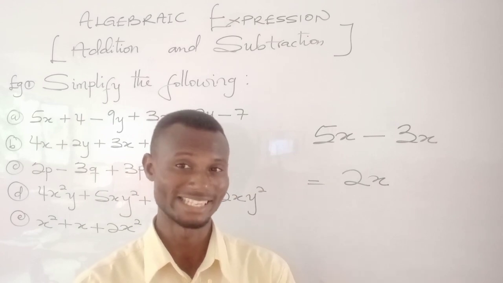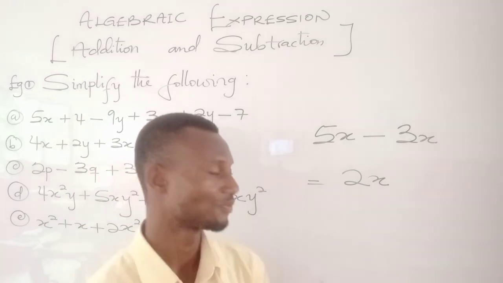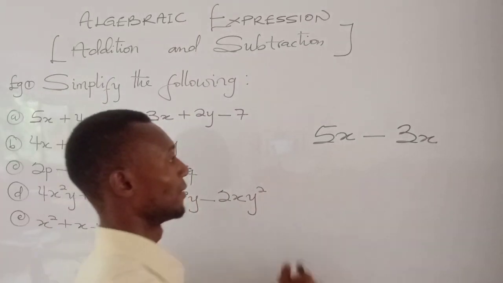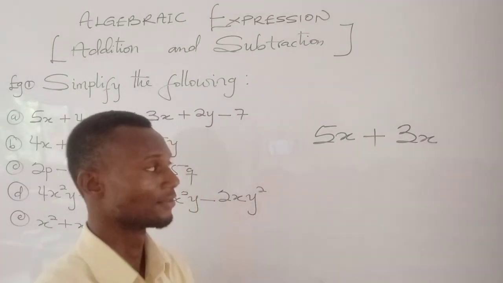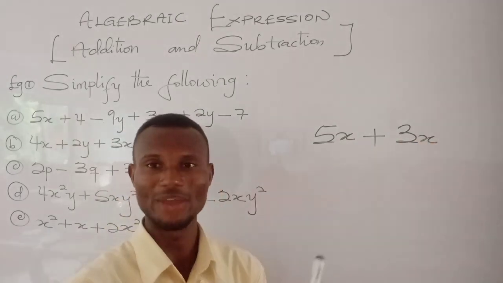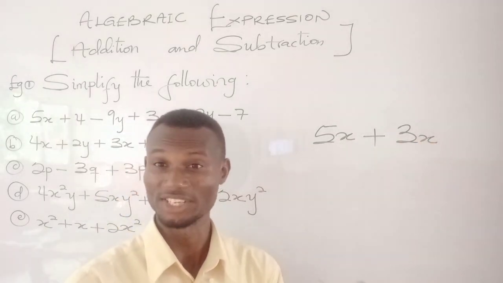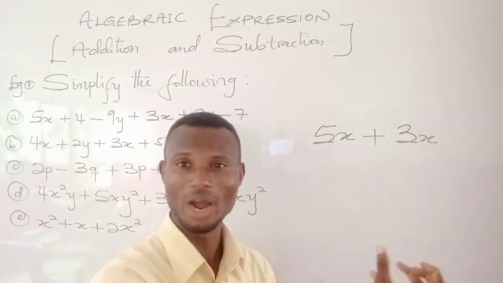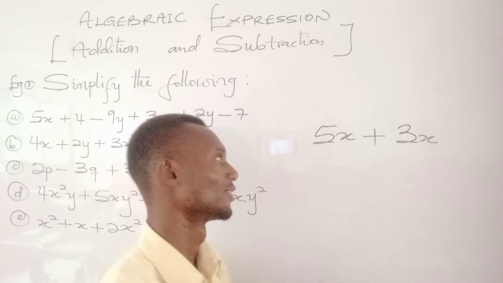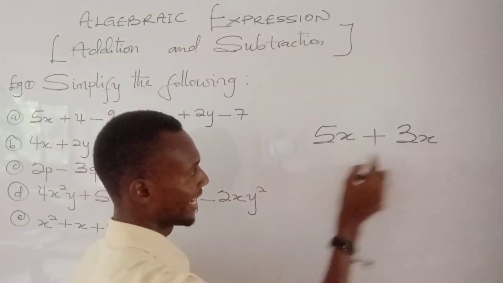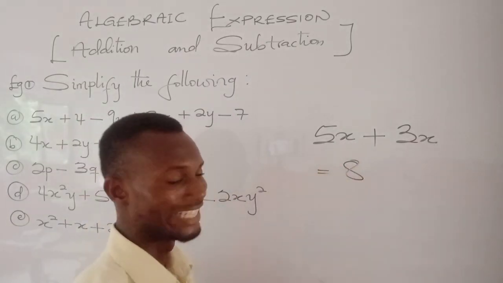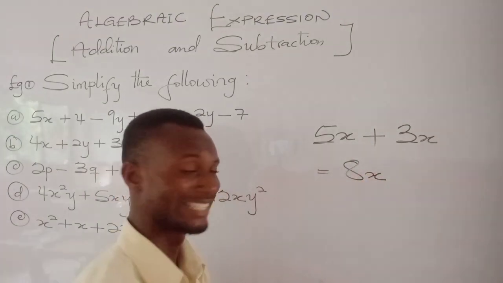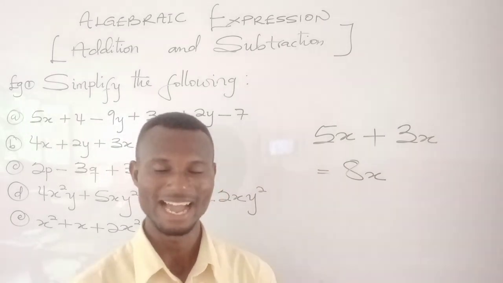I hope the explanation is clear enough up to this point. Now, let's say that I have 5s plus 3s. We are adding now. It's the same principle that governs it. We are going to deal with the coefficient and just pick one of the variables and attach to it. So 5 plus 3 is going to give me 8. Then I'll just pick one of the variables and attach to it. So I'm going to have 8s as my final answer.